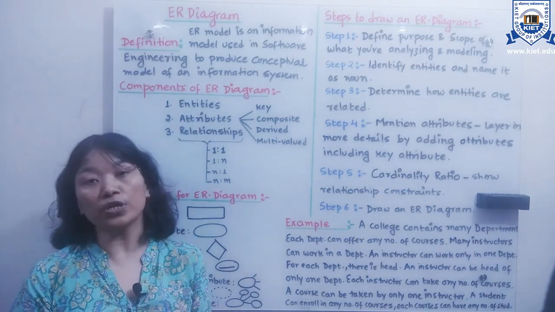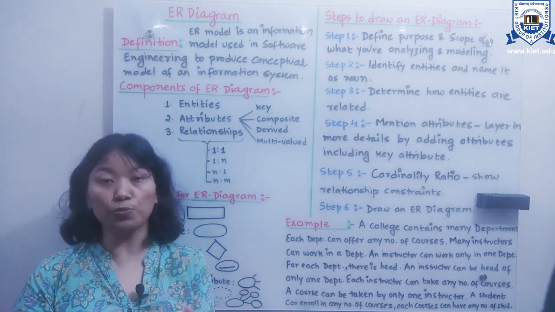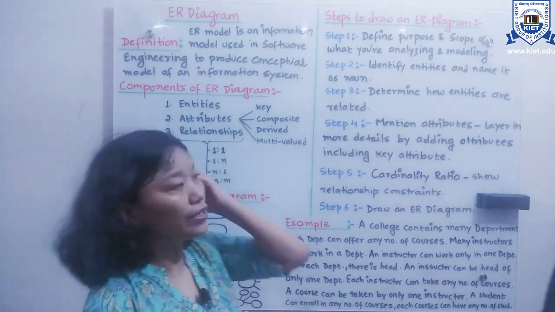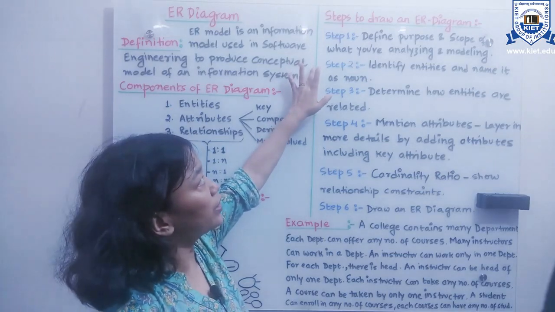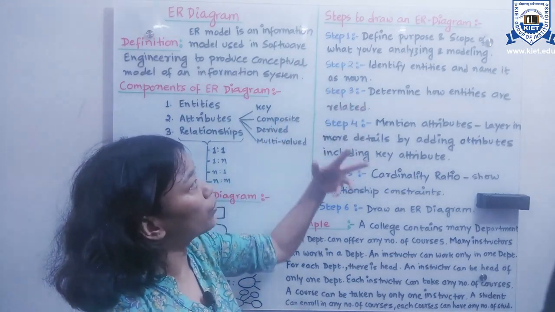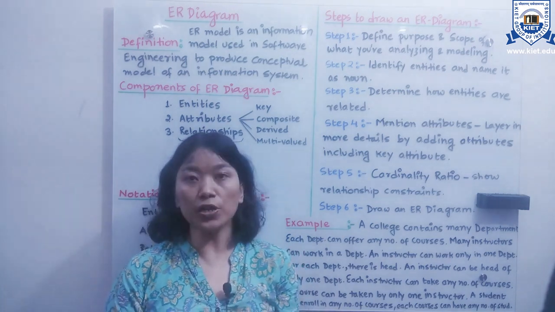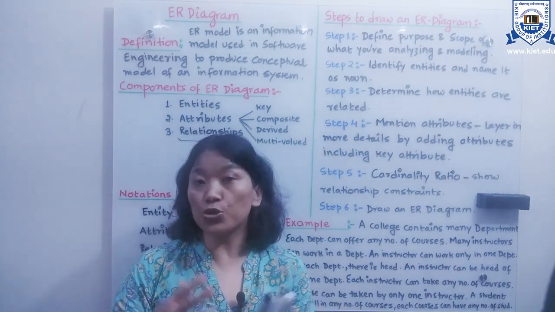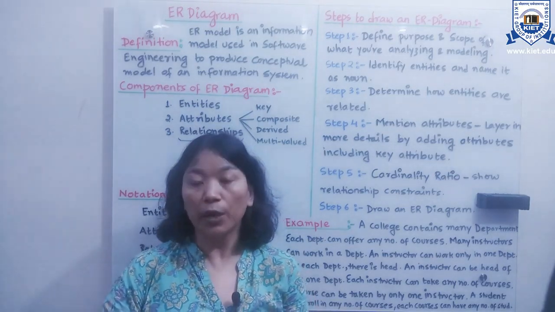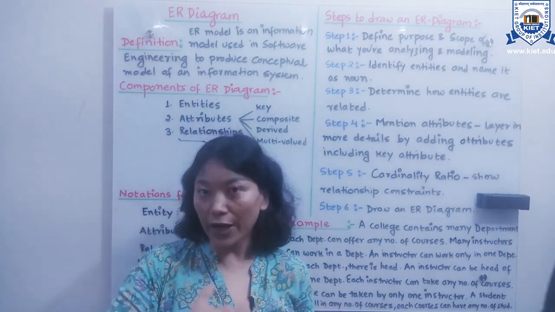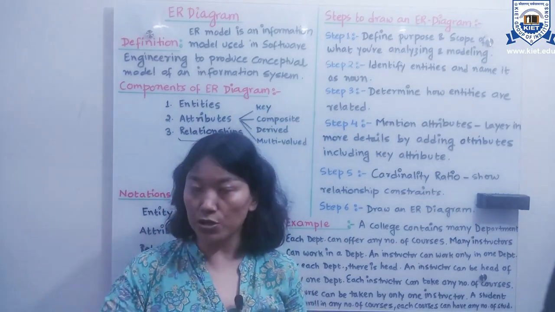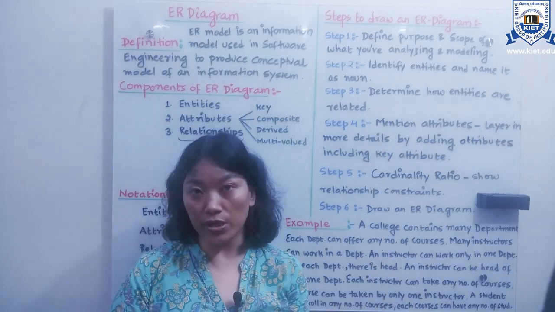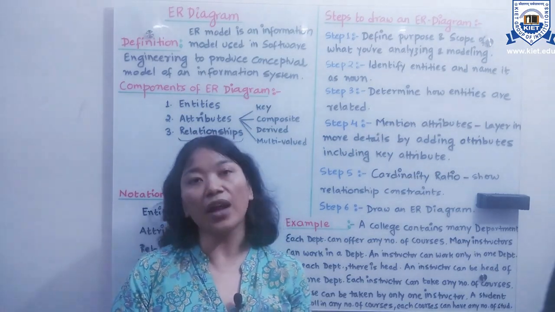Now it is very important to know how to draw an ER diagram. There should be certain steps to draw an ER diagram, and I have already written the steps over here. The first step: we need to define the purpose and scope of what we are analyzing and modeling. Whenever I start an ER diagram, I should know its scope, because if I decide on some application and draw an ER diagram, we need to decide its boundaries, at what extent I need to go.